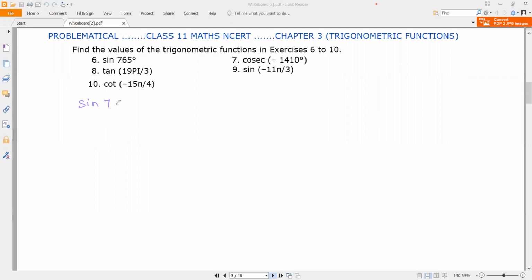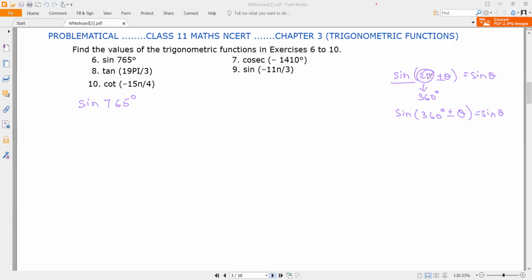Sine 765 degrees. Now we know that trigonometric functions repeat themselves in multiples of 2 pi, which means sine of 2 pi plus minus theta is equal to sine theta. And the same goes for every trigonometric function. No matter what trigonometric function we use in place of sine, this condition will always be true. 2 pi stands for 360 degrees. So you can write the same formula as sine of 360 degrees plus minus theta is equal to sine theta.